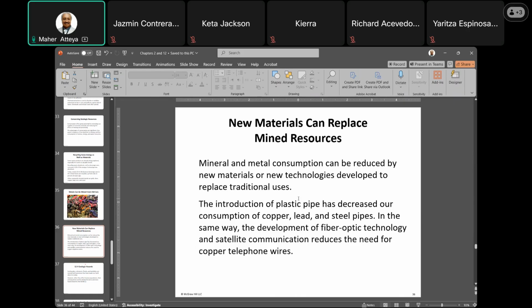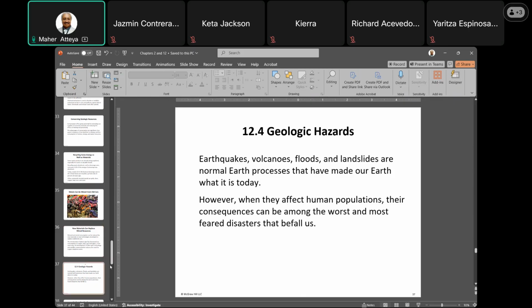Introducing plastic pipes, for example, decreases our consumption of copper, lead, and steel pipes. And that's really true. They are really clean. They don't rust, no oxidation. They have a lot of advantages over those copper, lead, or steel pipes. That's just an example of how we can use new technologies to make new materials to replace the minerals and metals we are using.